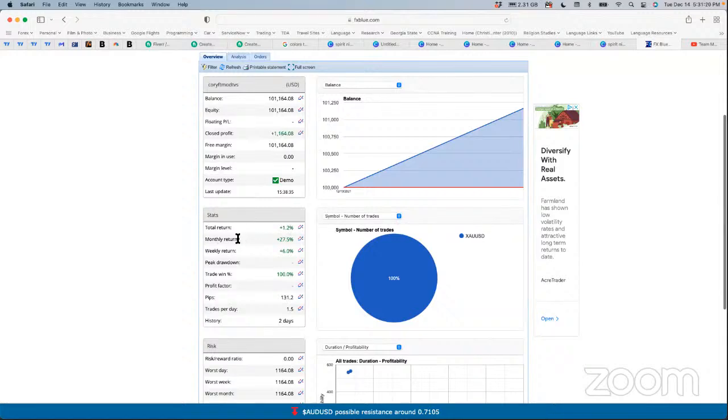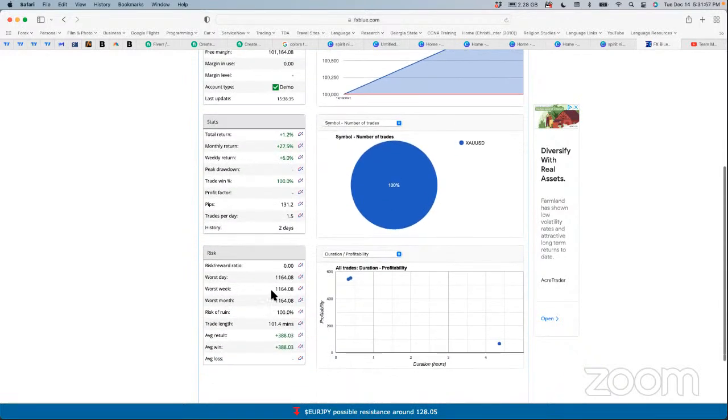Your total return, monthly estimated return, weekly estimated return, and this is only estimated because I just started this trial account, but you'll actually get your monthly and weekly returns once you've traded past this point. So I only say estimated because I just opened up this little demo account. Your win percentage, profit factor, the number of pips that you banked, and the number of trades per day. Then your risk reward ratio, worst day, worst week, worst month, risk to ruin, trade length, average results, average loss, and average win.